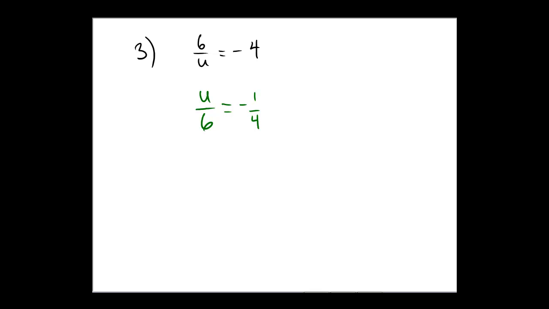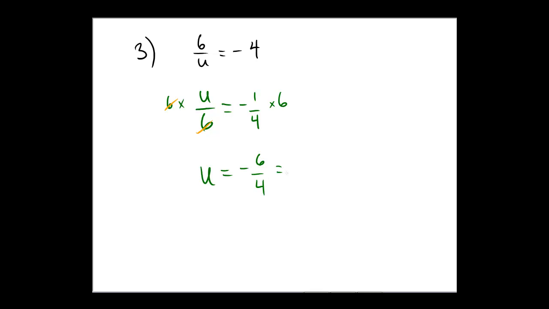Now notice the only thing that's keeping us from our u is the fact that we're dividing by 6. The inverse operation of division by order of operations would be multiplication, so I'm simply going to multiply both sides by 6. What do we get there? On the left-hand side, the 6's cancel, leaving us with u. On the right-hand side, we have negative 1/4 times 6, which is negative 6/4.